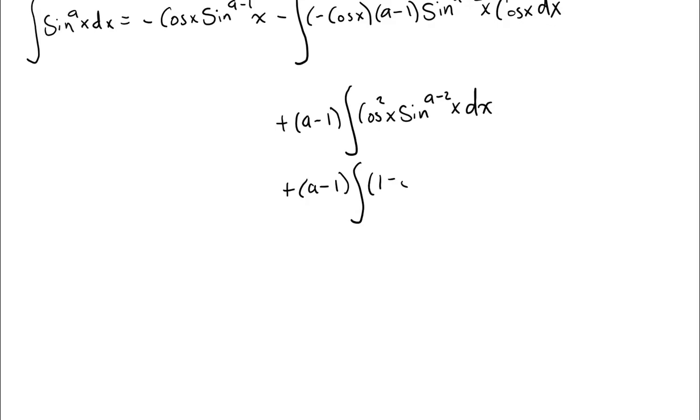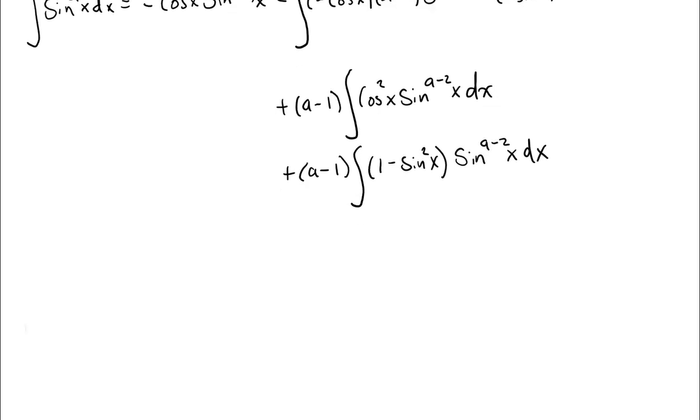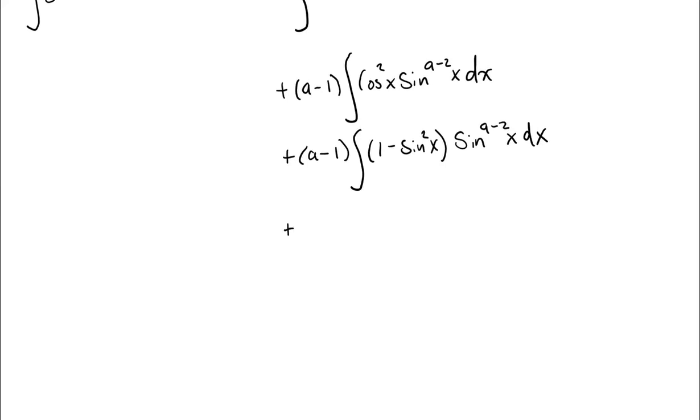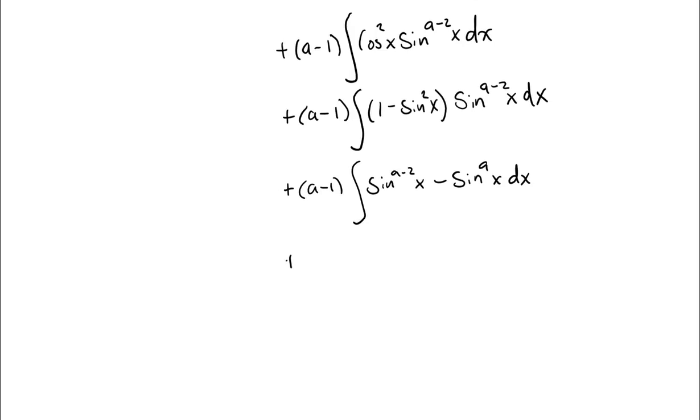So using the trigonometric identity here, 1 minus sine squared of x, and then times sine to the power of a minus 2 of x dx. Well, now we can distribute this sine to the a minus 2 of x, and we get sine to the a minus 2 of x, and then minus, when we multiply the sine squared times the sine to the a minus 2, we get a minus 2 plus 2, which is just a, so that would be sine to the a of x dx.